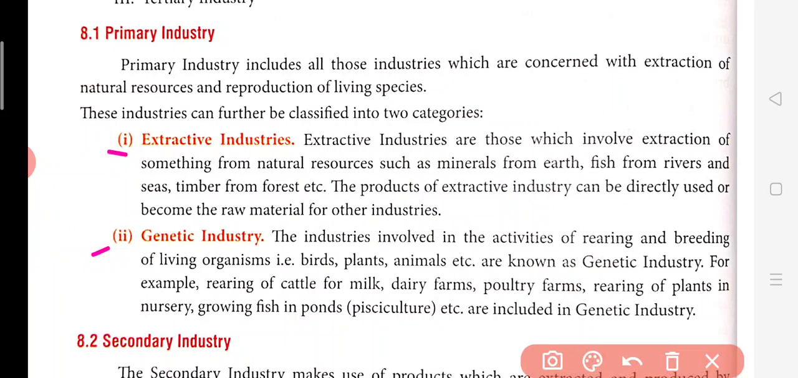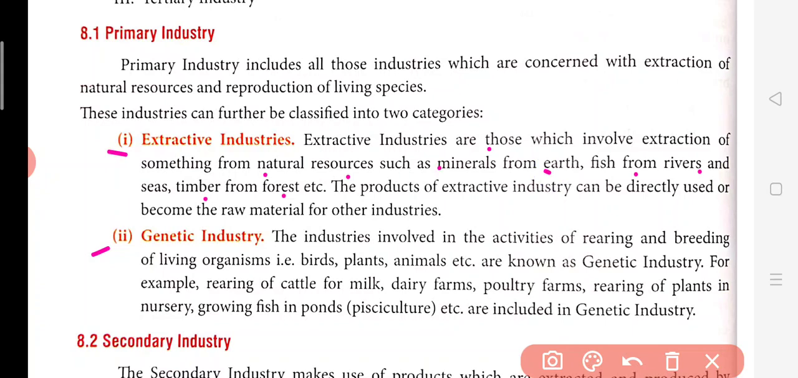Extractive industry. The extractive industries are those which involve extraction of something from natural resources, such as minerals from the earth, fish from rivers and seas, timber from forests, etc. The product of extractive industry can be directly used or become the raw material for other industries.